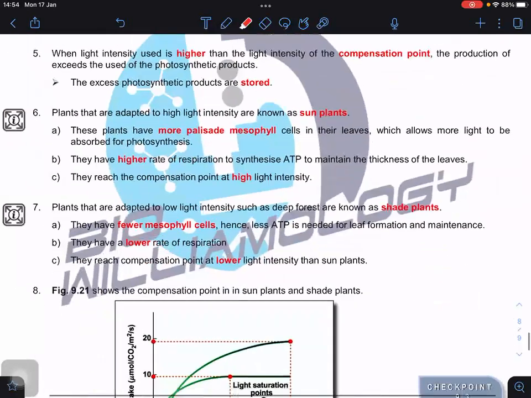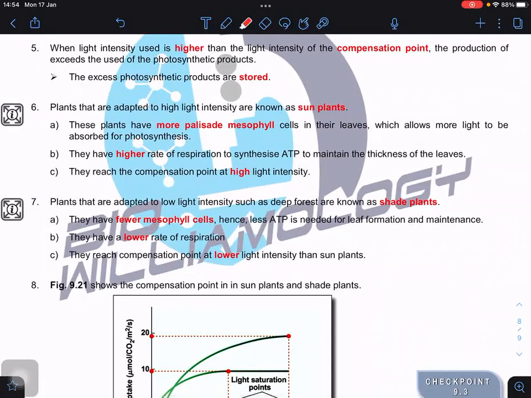So always remember the light intensity used is higher than the light intensity of the compensation point. Therefore, the production will exceed the use of photosynthetic products. Then photosynthetic products are stored and give us a higher yield. Okay.